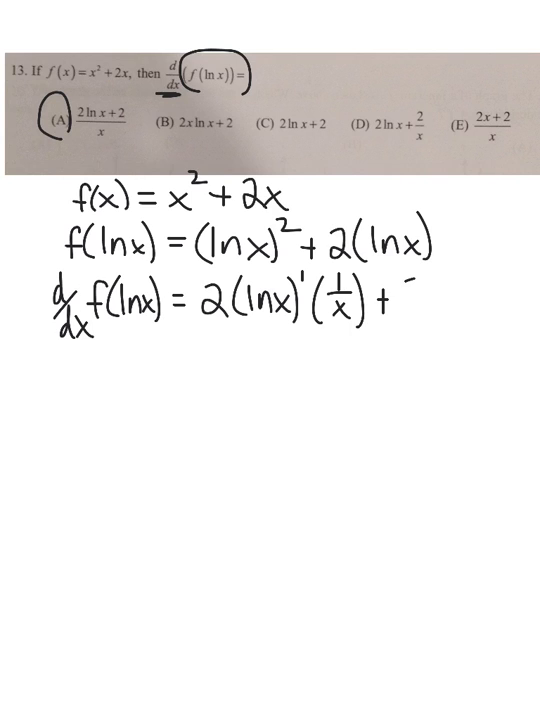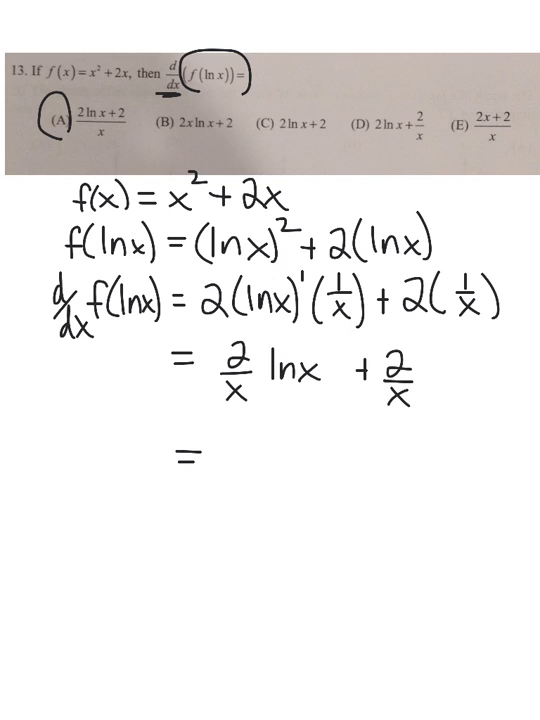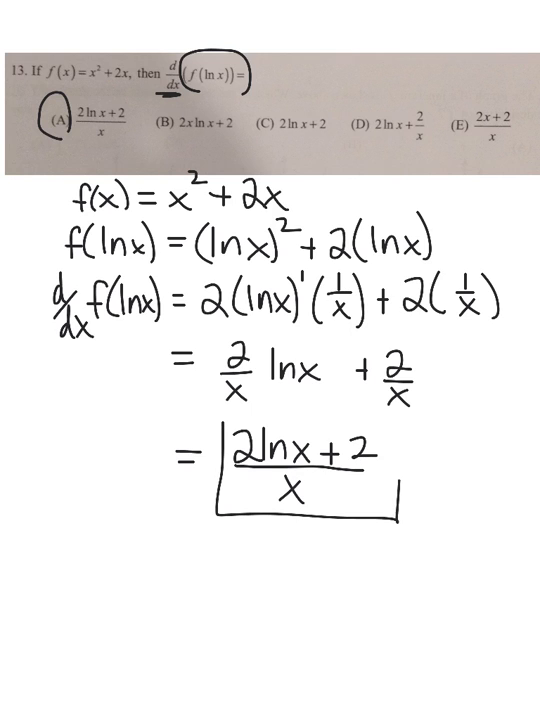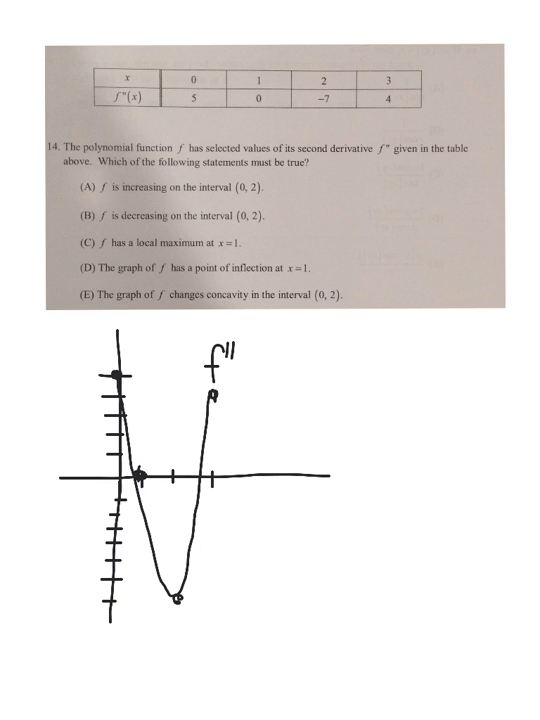So I just have 2 times 1 over x. All right, so I'm going to make that look a little bit prettier. So this is going to give me 2 over x times the ln of x plus 2 over x. Okay, so when I look at this, that looks pretty close to choice A. So what it really is doing in choice A is just making a common denominator. So my numerator would be 2 ln of x plus 2, and there's your answer. Okay, so for number 14, the answer is choice E.